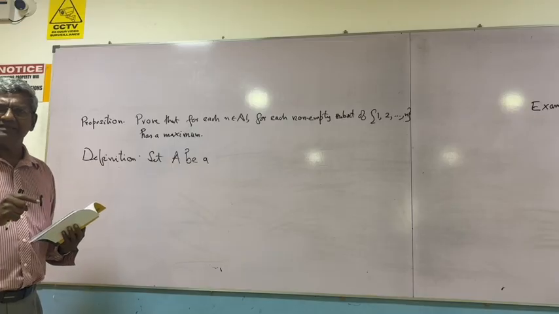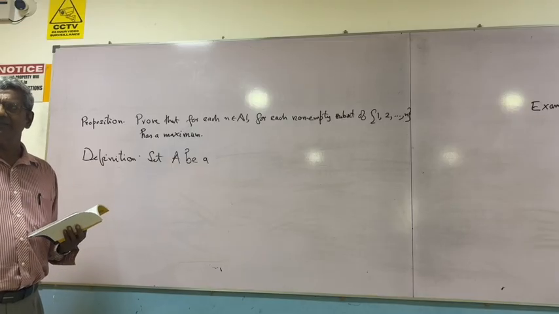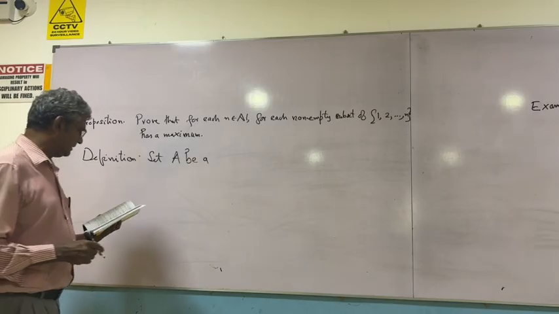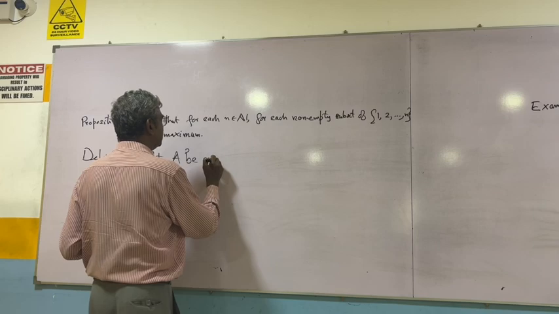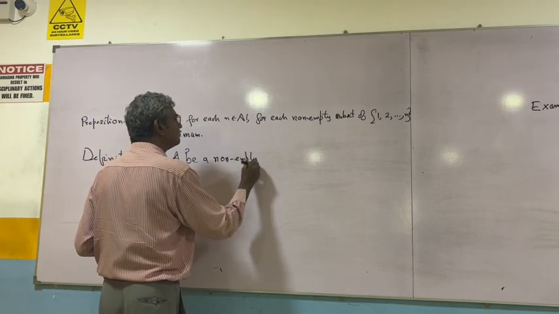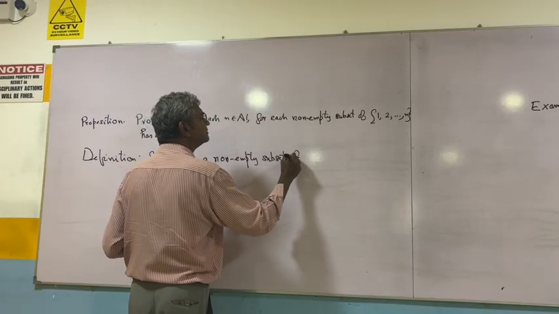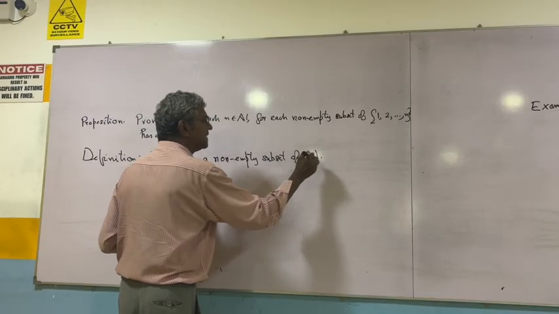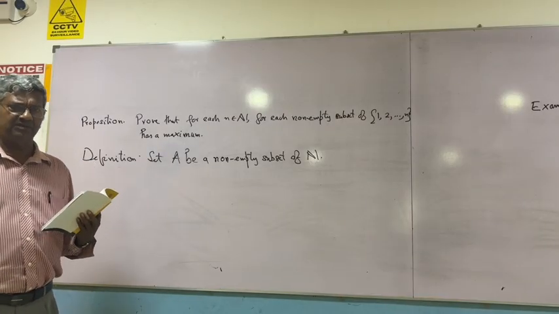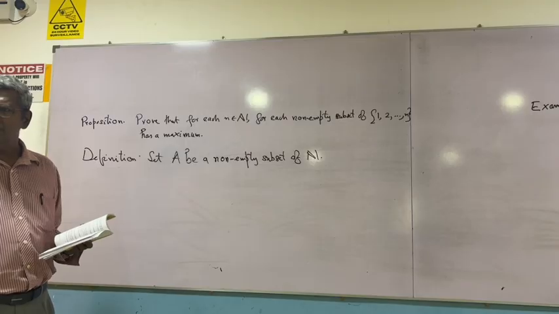When you are a mathematician, you know how to write the definition. Part of being a mathematician. Let capital A be a non-empty subset of N. N is, I write by the way, for 1, 2, 3, 4 natural numbers. But I guess he includes 0 also, no? Yeah. I don't.